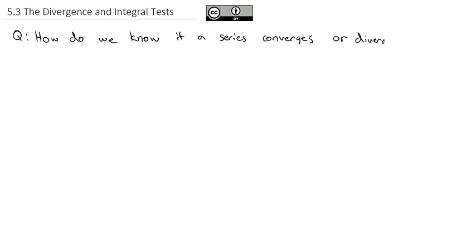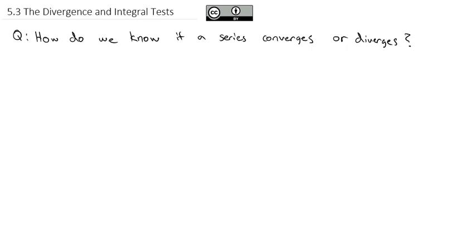As we're working with series, the big question we're really interested in is, does the series go to infinity, or does the series add up to a finite number? So that's going to be our question that drives us today. How do we know if a series converges, meaning goes to a specific number, or diverges, meaning goes to infinity?